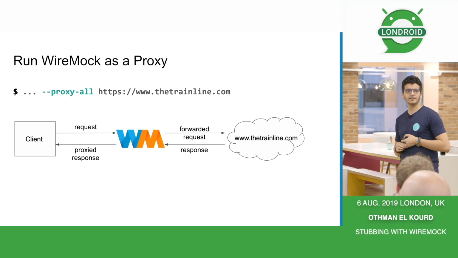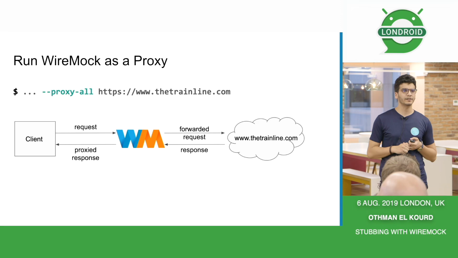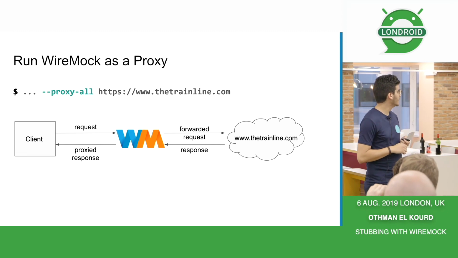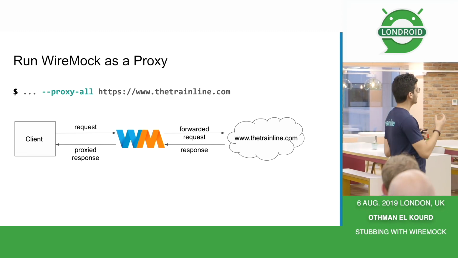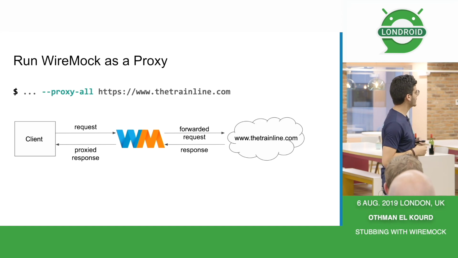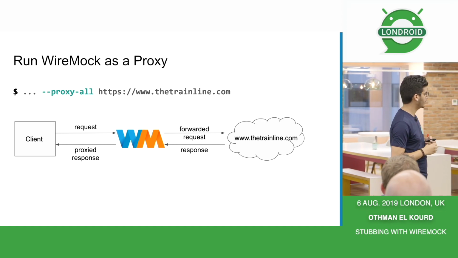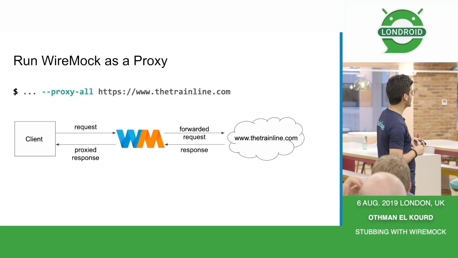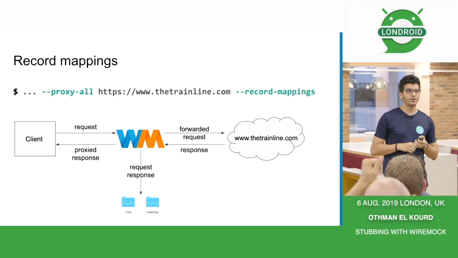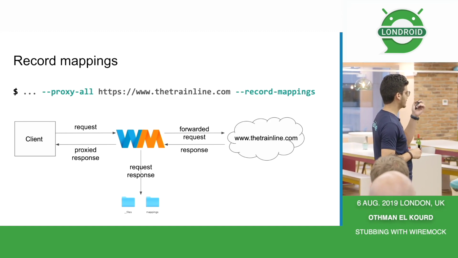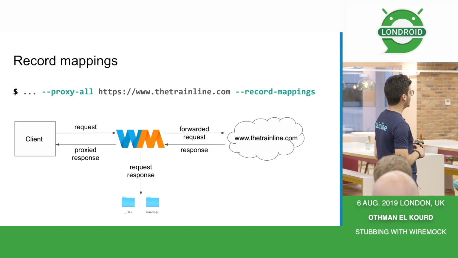Okay, so here, as you can see, you can run WireMock as a proxy. If you add the option proxy all and then the URL that you want to proxy, WireMock will behave exactly like a man in the middle between your client and your server. Every request that comes from your client, WireMock will forward to the real server, and when it gets a response, it will be proxied directly to your client. You can also add the option to record the mappings. As I said, WireMock will act like a proxy and will also record all the traffic going between your client and your real server.